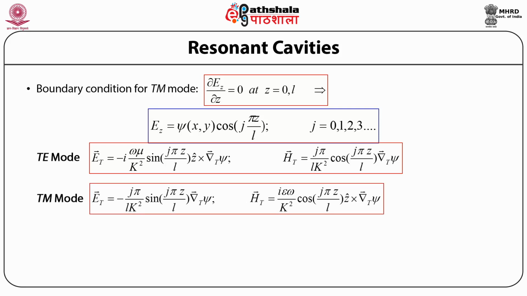For the transverse magnetic mode, we get the transverse component of the electric field as given by minus jπ/(LK²) times sine of jπz/L times the transverse component of the del operator acting on the wave function psi, and the transverse component of the magnetic field vector H transverse is equal to iεω/K² times cos of jπz/L times the unit vector z cross product with the transverse component of the del operator acting on the wave function psi.